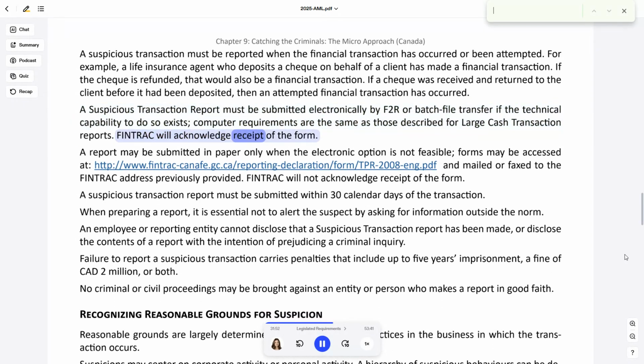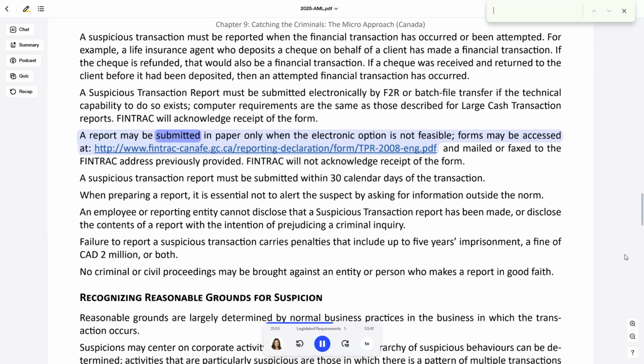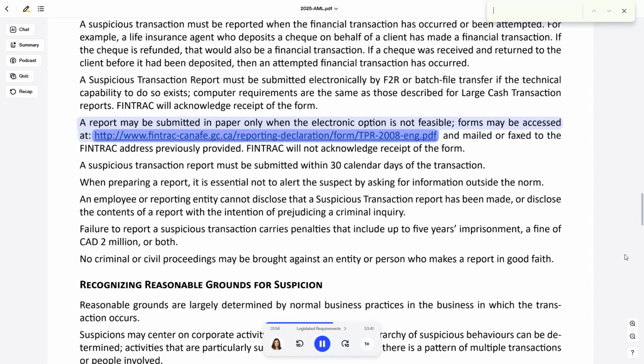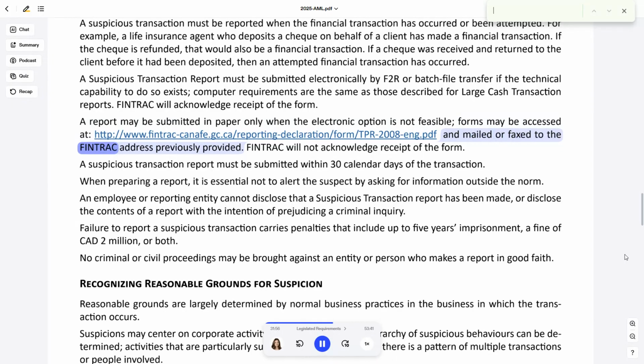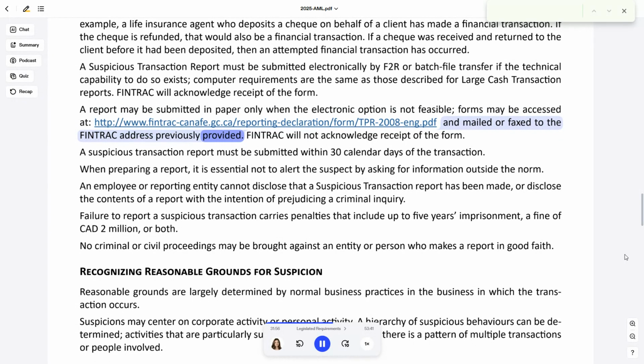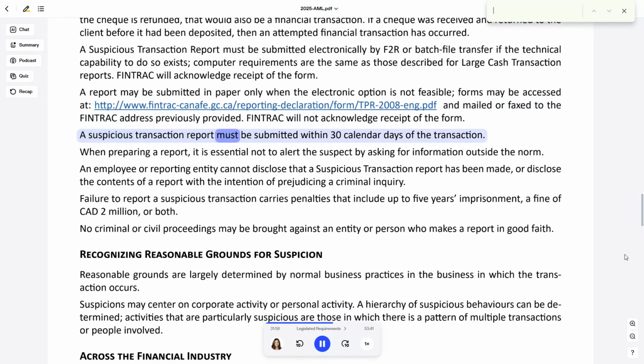FINTRAC will acknowledge receipt of the form. A report may be submitted in paper only when the electronic option is not feasible. Forms may be accessed at www.fintrac-canafe.gc.ca/reporting-2008-eng.pdf and mailed or faxed to the FINTRAC address previously provided. FINTRAC will not acknowledge receipt of the form. A suspicious transaction report must be submitted within 30 calendar days of the transaction.